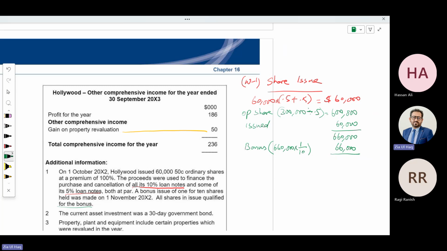At year end, the total shares become 726,000 shares multiplied by 0.5 cent. What is the share capital amount? 363,000. This means all the shares issued are relating to this.